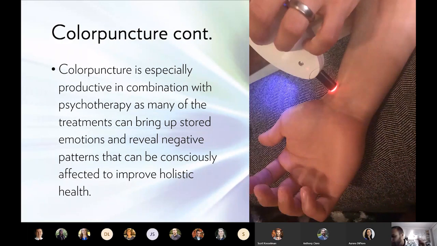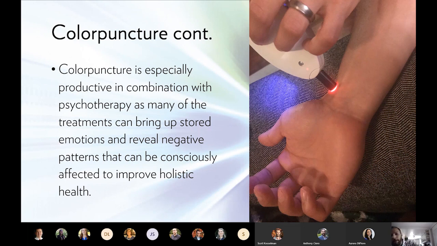So color puncture is especially effective in combination with psychotherapy because the treatments can bring up stored emotions and reveal negative patterns that can be consciously improved. This is similar to what I talked about earlier as memories being stored in the structure of the water and the fascia, so the light can provide information to regulate that.